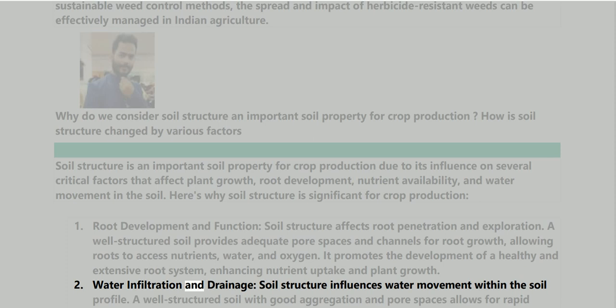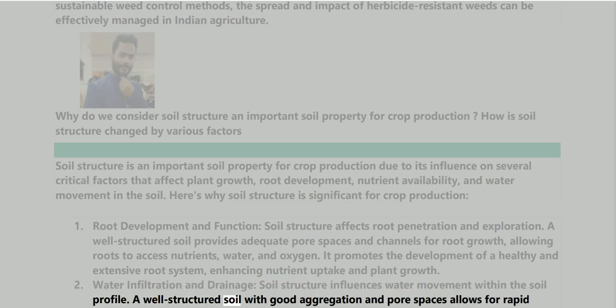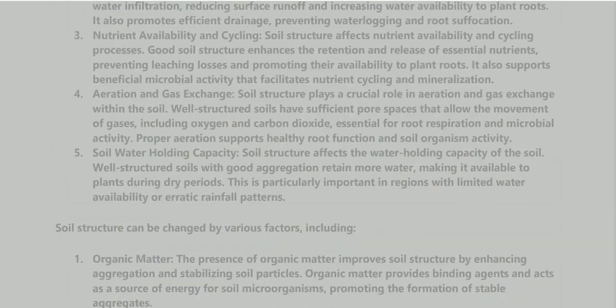2. Water infiltration and drainage. Soil structure influences water movement within the soil profile. A well-structured soil with good aggregation and pore spaces allows for rapid water infiltration, reducing surface runoff and increasing water availability to plant roots. It also promotes efficient drainage, preventing waterlogging and root suffocation.